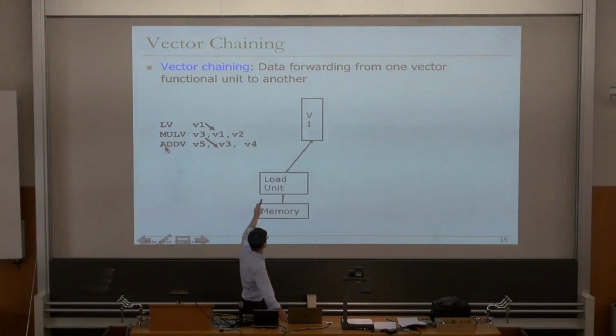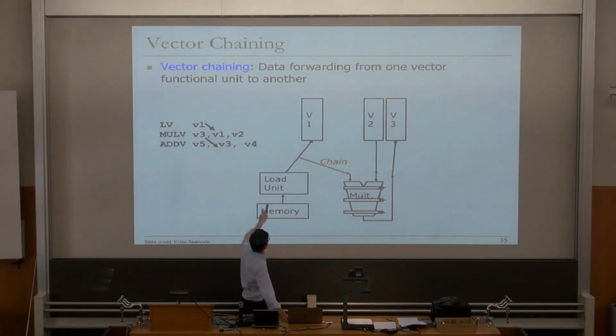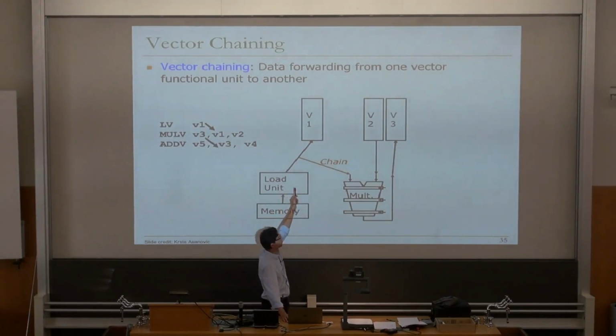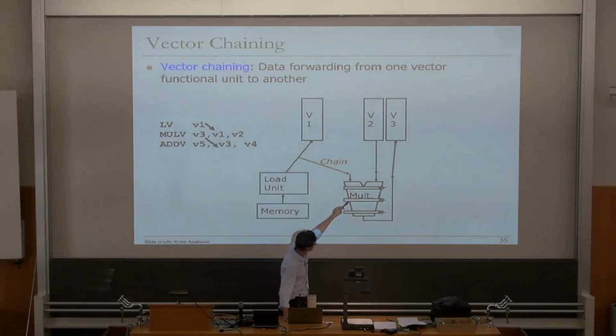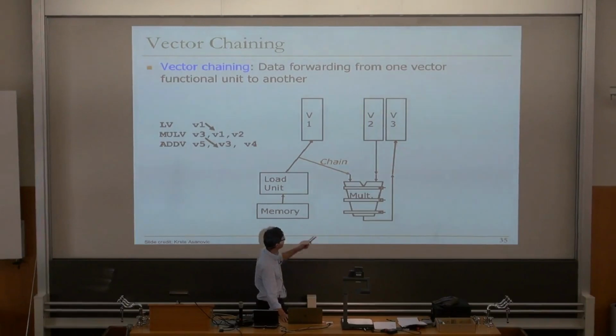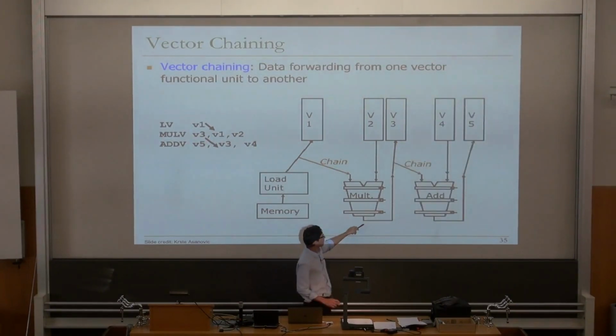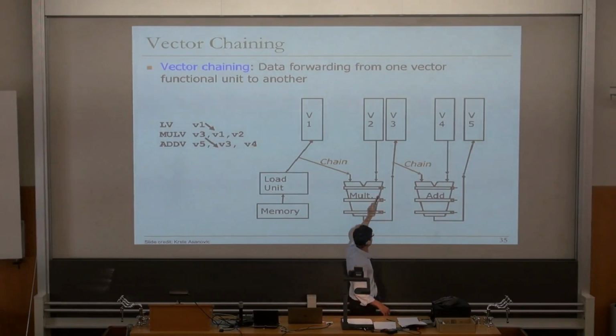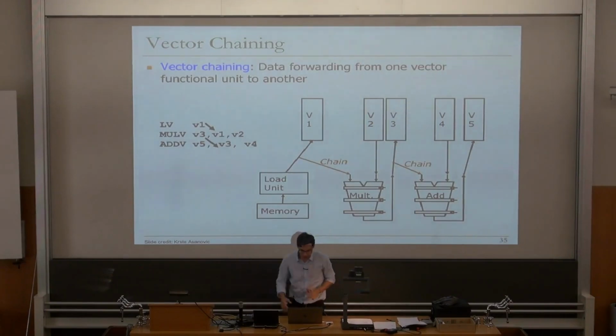We have memory or load unit. As soon as this load unit gets the first element from memory that will be stored in vector 1, we can chain it and use it as a source operand to this multiply functional unit. And as soon as we get the first result from this multiply functional unit, we can chain it to the next, that in this case is an addition.